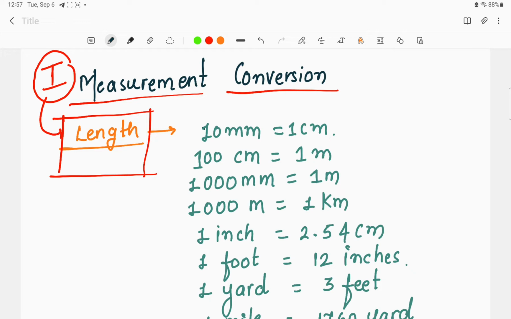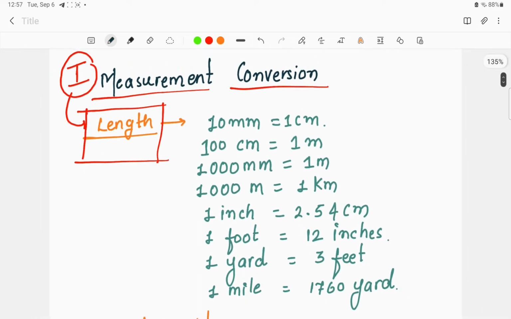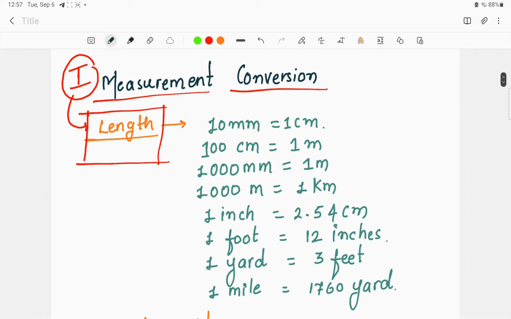Measurement conversion is very important, so just screenshot whatever I have written over here. For measurement conversion in case of length, 10 millimeter is converted into 1 centimeter, right? 10 millimeter is equivalent to 1 centimeter. 100 centimeter is equivalent to 1 meter. 1000 millimeter is equivalent to 1 meter. 1000 meter is equivalent to 1 kilometer. It means in 1 kilometer there are 1000 meter.